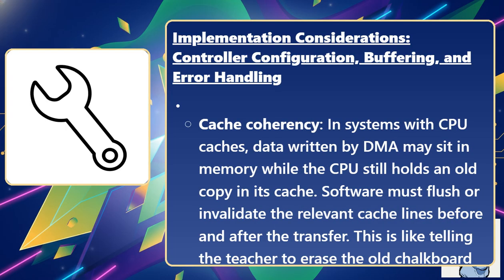Cache coherency. In systems with CPU caches, data written by DMA may sit in memory while the CPU still holds an old copy in its cache. Software must flush or invalidate the relevant cache lines before and after the transfer. This is like telling the teacher to erase the old chalkboard notes before the new ones are written.